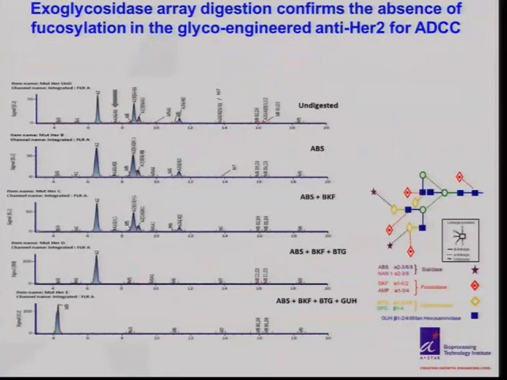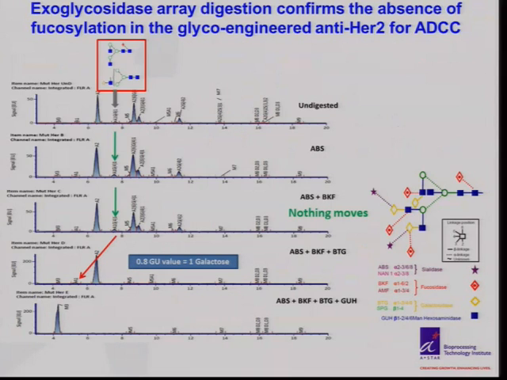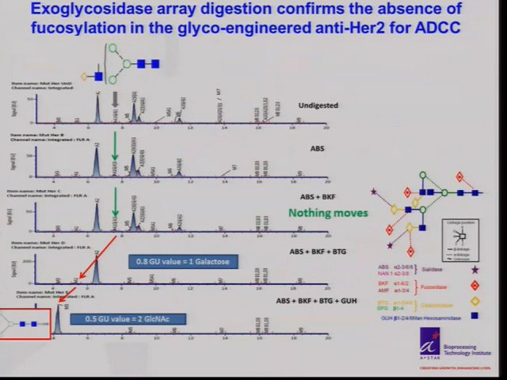And you can use the exoglycosidase arrays as an orthogonal way of confirming this. And again, you can see that the fucosylated structure, when you get to this stage and you use the fucosidase, you can see that nothing has changed between this profile and that profile. So there's no, and if you blow it up, you still can't see it. So there's no detectable fucose after this engineering out the transporter.